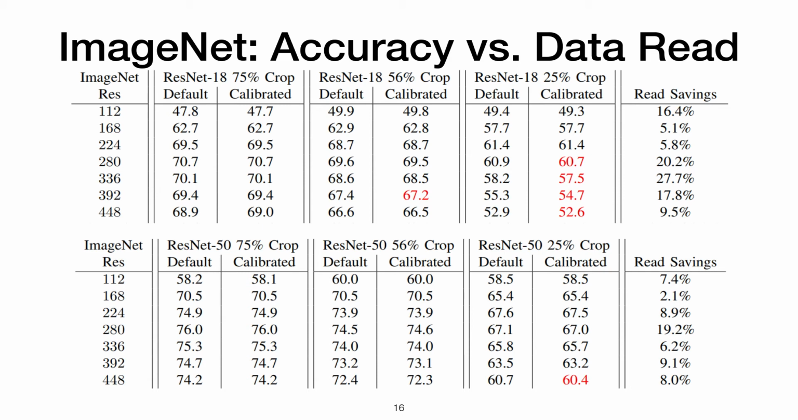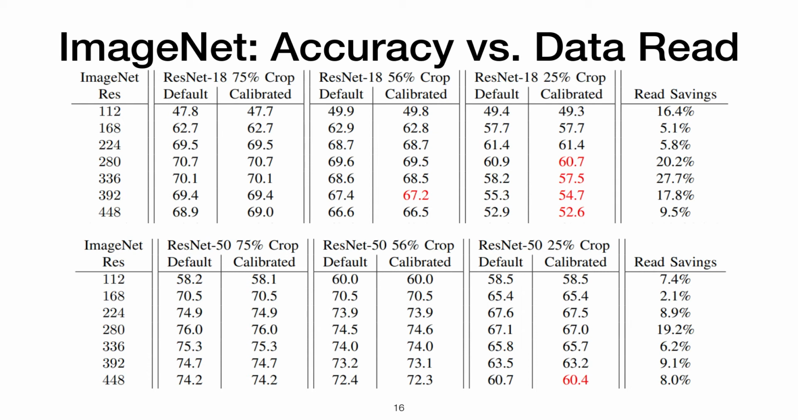Now, I'll talk about the ImageNet calibration results as they relate to test time accuracy. Here, we use the ImageNet training set to set quality thresholds to minimize accuracy loss while maximizing the amount of read savings. The top table shows the results for ResNet 18 and the bottom table shows the results for ResNet 50. On the rightmost column, the savings refer to the percentage of image data that was omitted at each resolution, with rows going top down and the columns indicating the relative crop area of each input image.